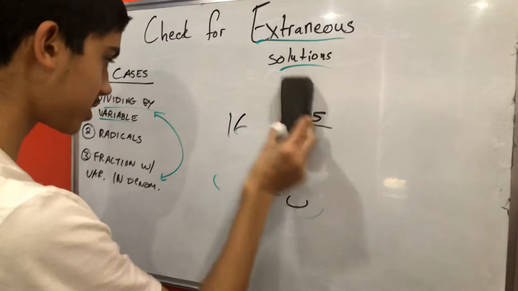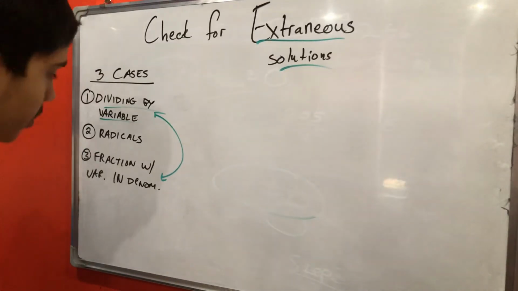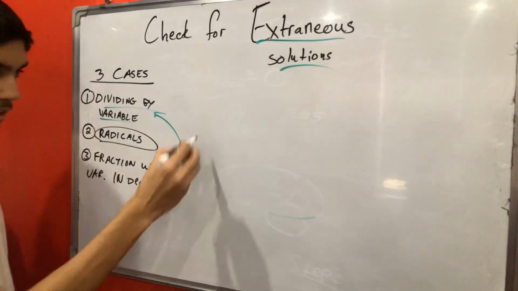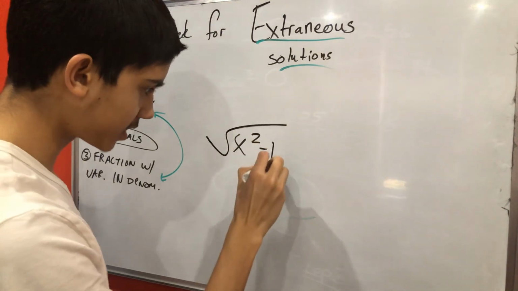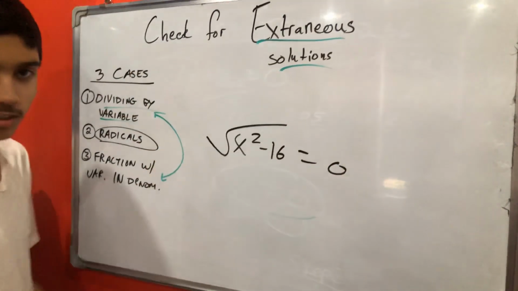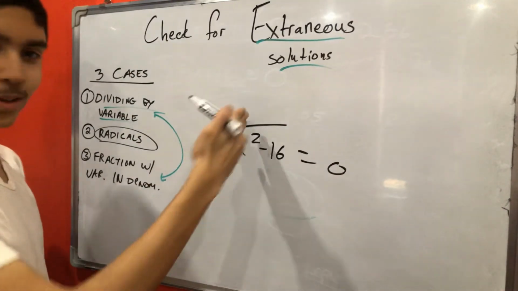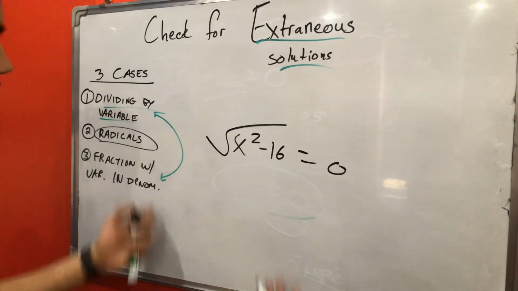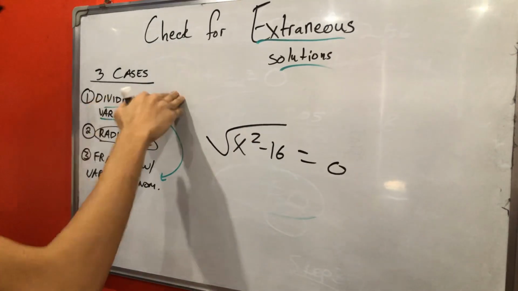Now, the last case is whenever we're dealing with radicals, so basically anything like the square root of x squared minus 16 is equal to 0. If you see a radical, when you get your x, you better plug it back in and see if it works. So these are only 3 cases, and it's only 3 cases.